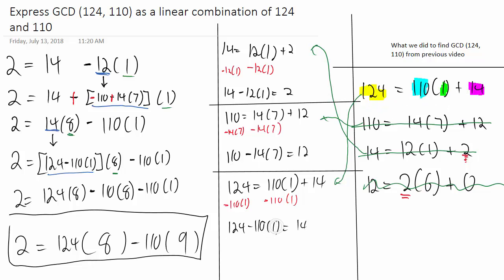We isolate that, substitute, simplify, and the end goal is to get this GCD written in terms of only how many 124s minus how many 110s, your two original numbers. That's it.